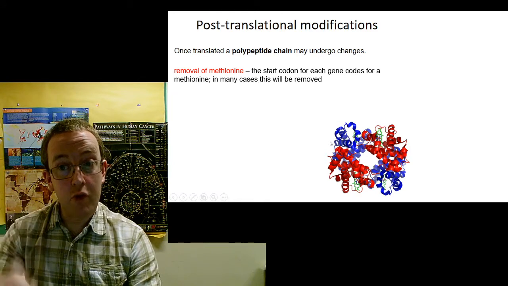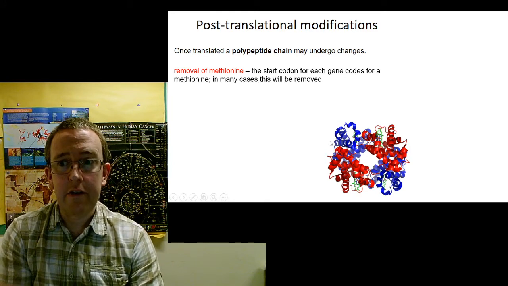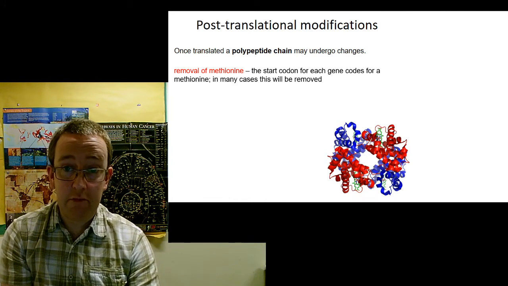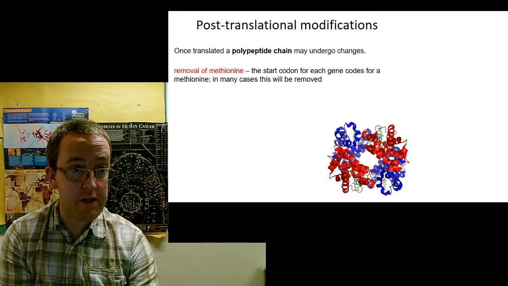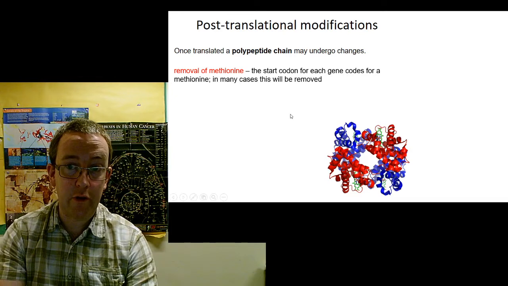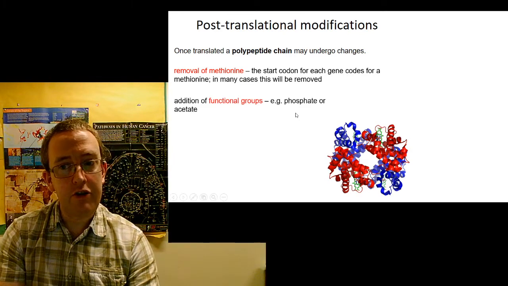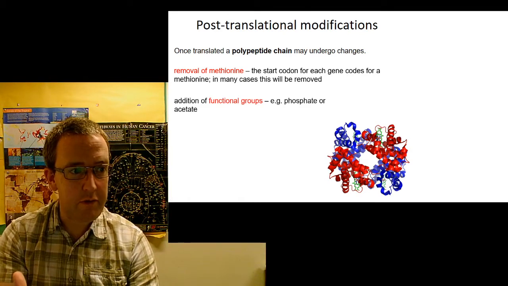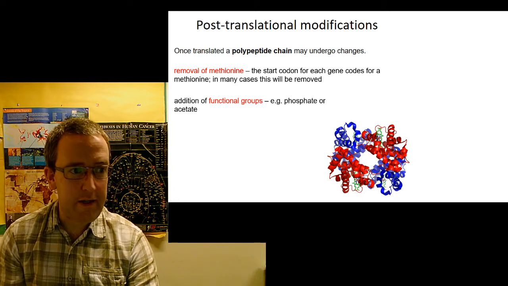Right, you can get the removal of methionine, okay? The start codon for each gene, right? So is methionine. In some cases you don't need that, so that gets taken off, okay? It doesn't want to be methionine as the first one. You could also get the addition of functional groups. So you could add phosphate groups to your protein. You could add acetate to your protein.